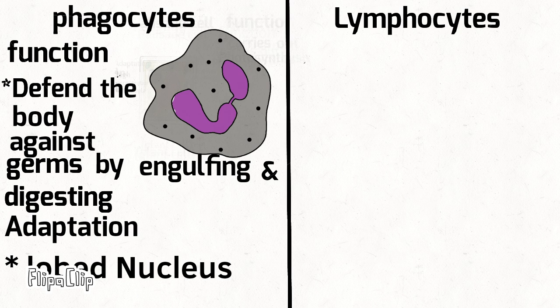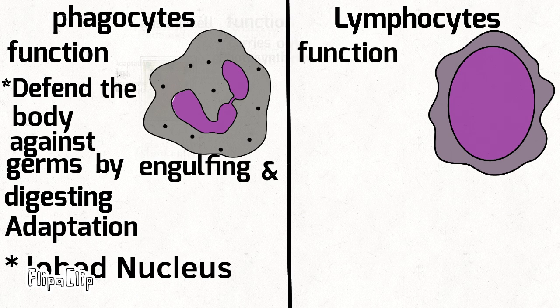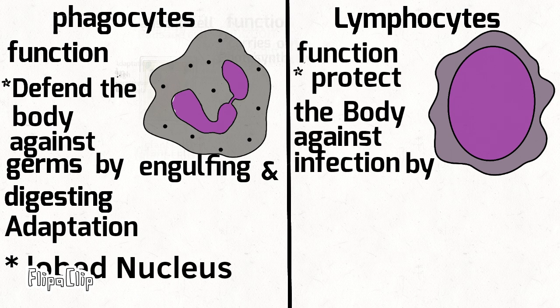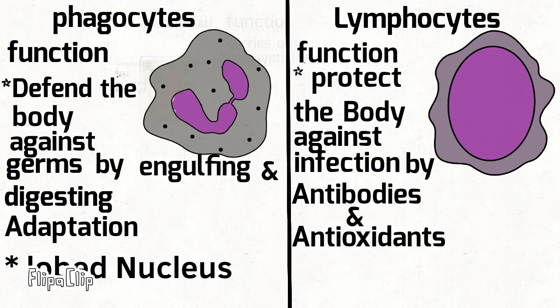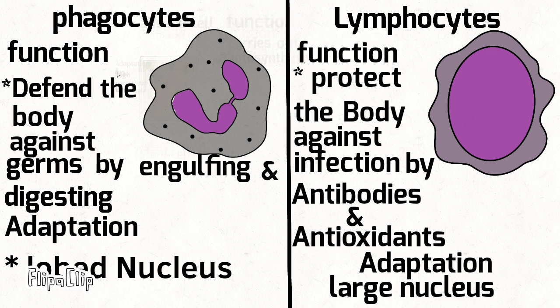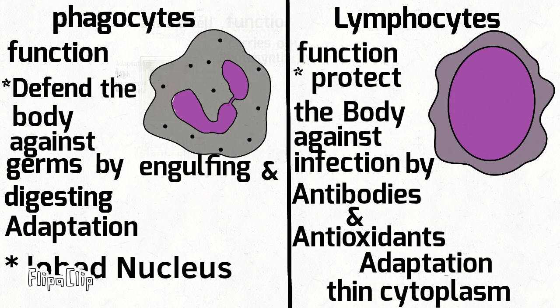The other example of the white blood cells are the lymphocytes. So these protect the body against infections by producing antibodies and antioxidants. They have the presence of a large nucleus and a thin cytoplasm.